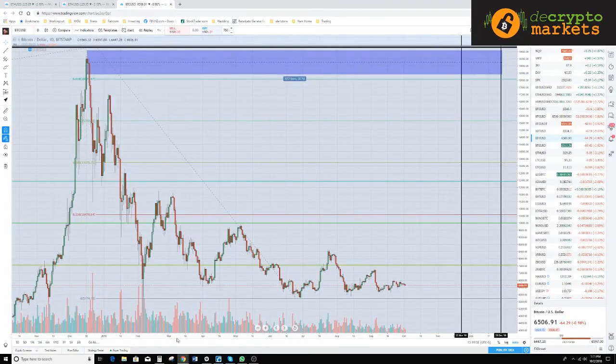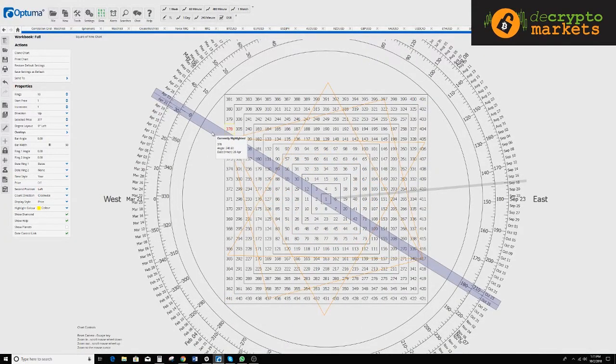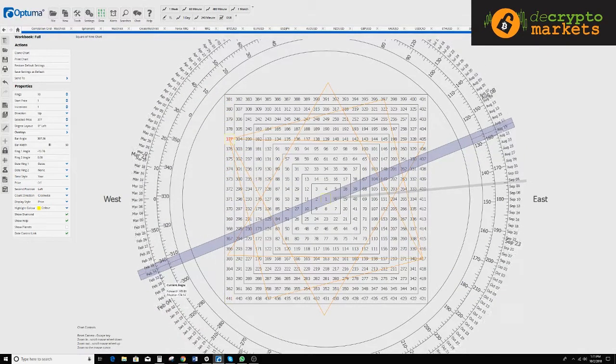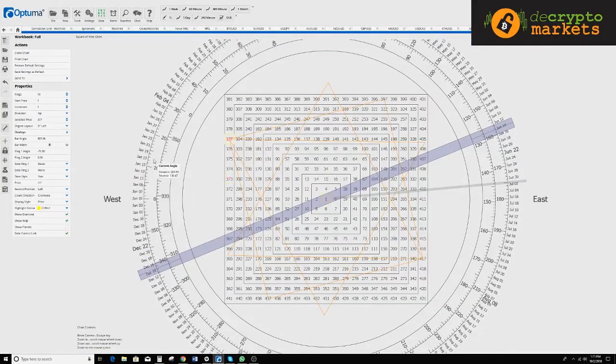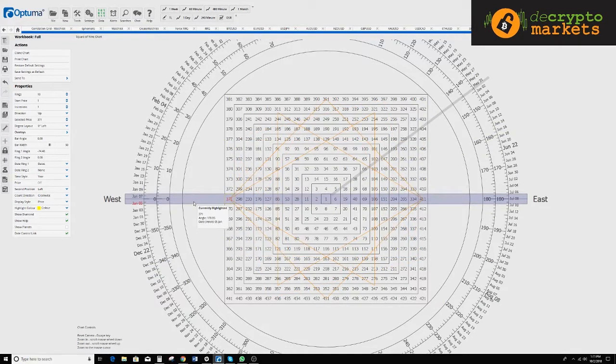Then we look at the date. January 6th, and that was the date of the all-time high. So I'm just going to move the square of 9 to January 6th. There it is. And 144 days from January 6th. Sorry, 180 days. July 8th.